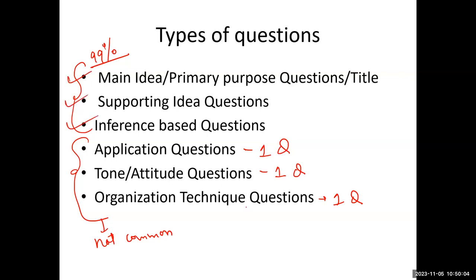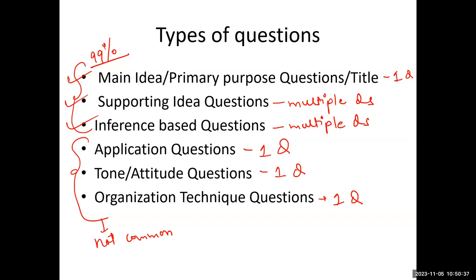If you look at the first 3 question types, you cannot get more than one question on main idea. What is the main idea of the author? What is the primary purpose? Or suggest a suitable title. You cannot get more than one question. However, if you come to supporting idea questions, you will get multiple questions. Inference-based questions, you will get multiple questions.